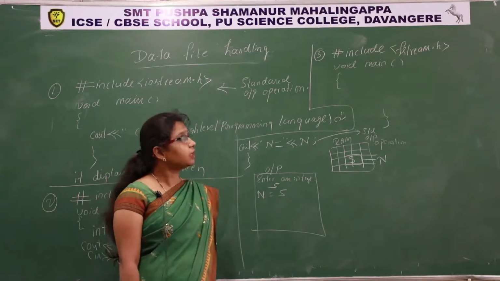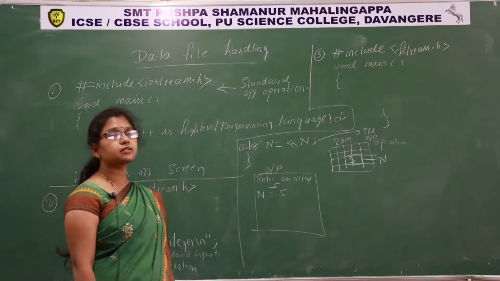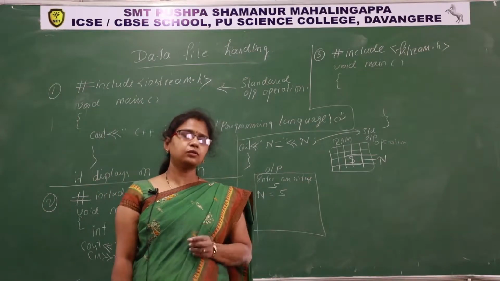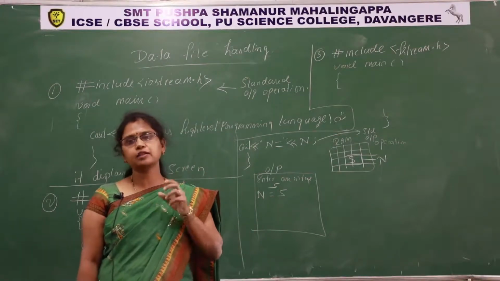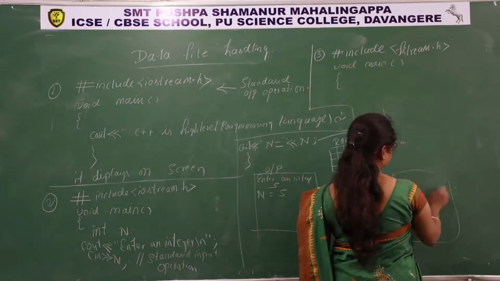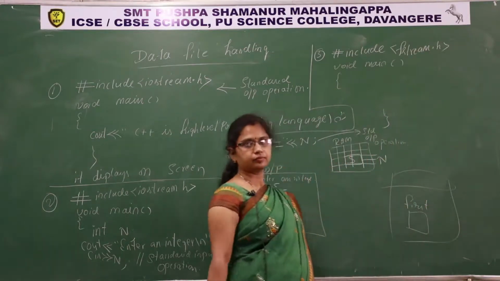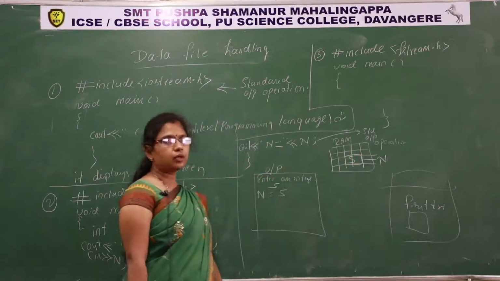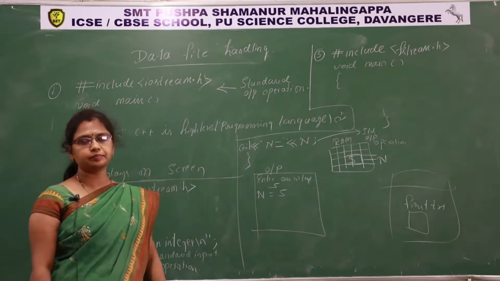So in this example, I want to write some data into disk file. I want to write this text: C++ is high level programming language. This text I want to write in the disk file. So I'll open some file. Let us assume there is a file called first in the hard disk, first.txt text file. So I want to open that file and I want to write this text into that file.